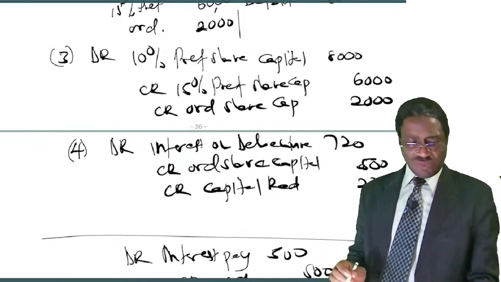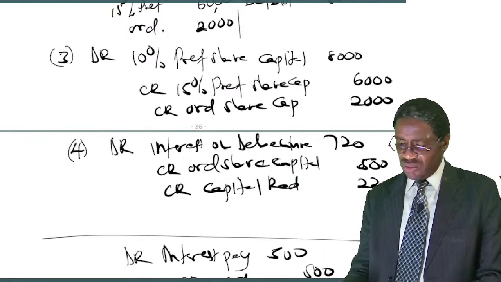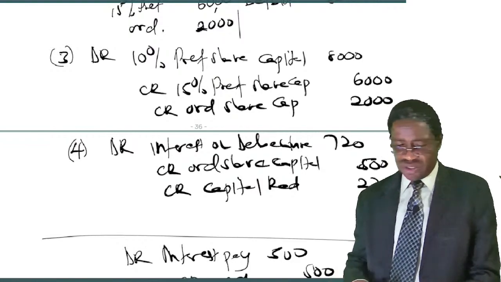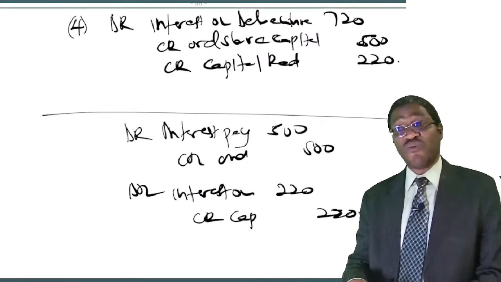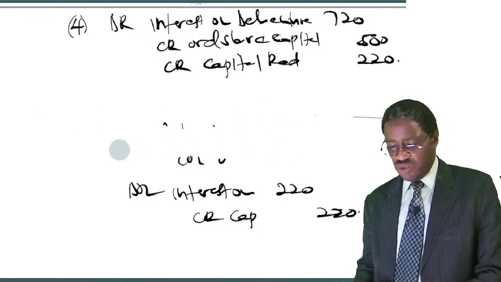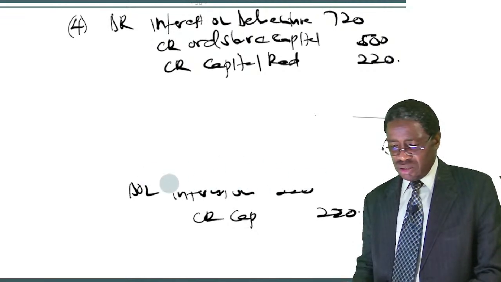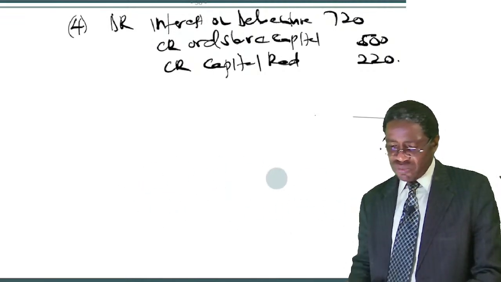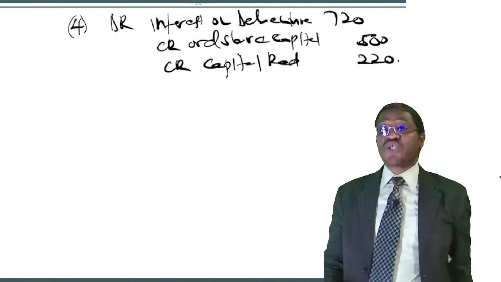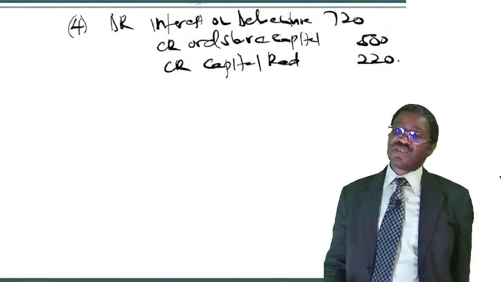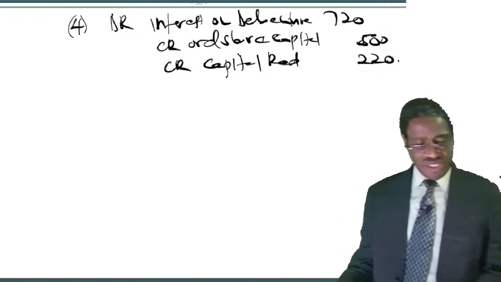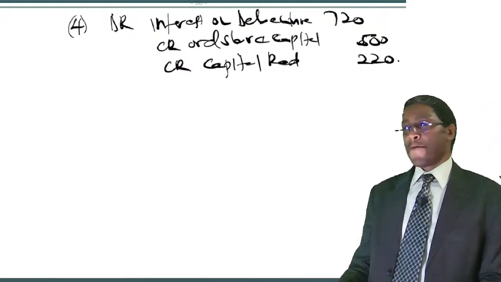Being the issue of ordinary shares as a payment of debenture interest. Good. That's number 4.